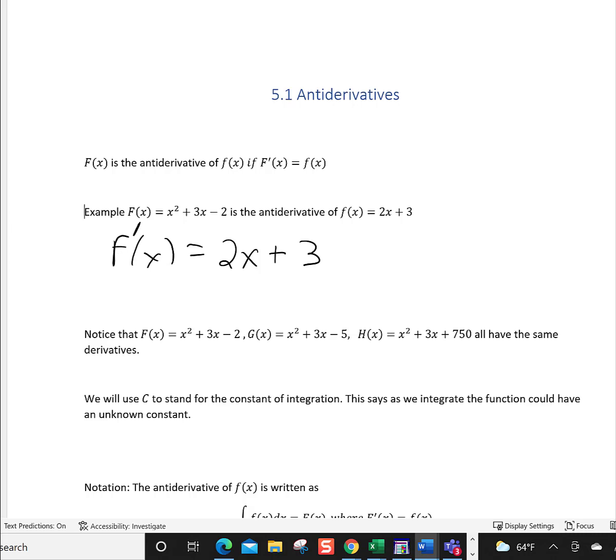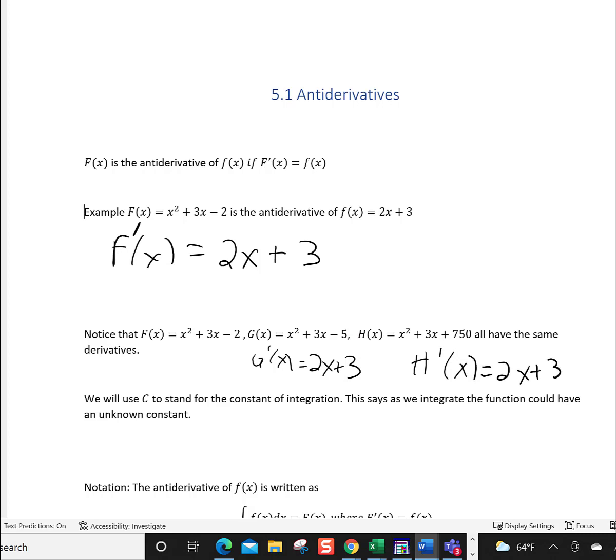A little bit more to go with that though: is that really unique? Is this capital F of x the only function whose derivative is 2x plus 3? I wrote a couple other functions to show you. Here's our original x squared plus 3x minus 2. Then I did a capital G of x, which is x squared plus 3x minus 5, and notice when I take the derivative, I get 2x plus 3. Same thing with capital H of x, x squared plus 3x plus 750, and if I take the derivative, I get 2x plus 3.